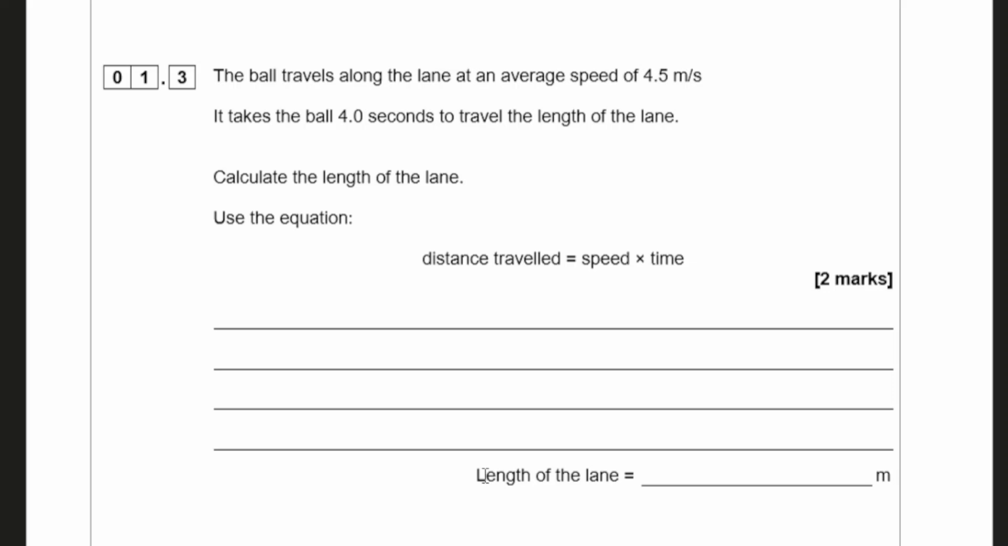The ball travels along the lane at an average speed of 4.5 meters per second. So the speed is 4.5 meters per second. It takes the ball 4 seconds to travel the length of the lane. Calculate the length of the lane. Use the equation. So the distance traveled is speed times time, which is 4.5 times 4. That gives you 18 meters.